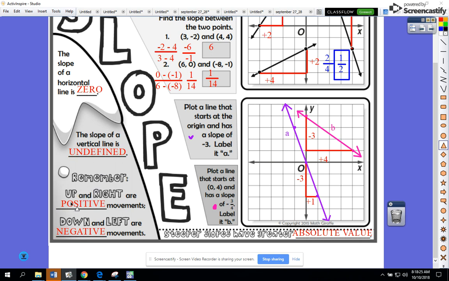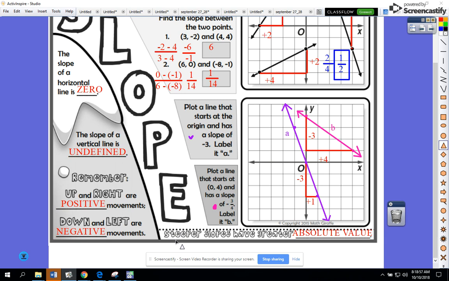Remember that if you want to move slope, up and right are positive movements. Look at this. The x-axis right here, the right side is the positive side, and on the y-axis, the upward side is the positive. So going right and going up are positive movements. Going down and left are negative movements. And that kind of just follows along the number line. If you have a horizontal number line, left is negative, right is positive. And if you had a thermometer or a vertical number line, up is positive, down is negative.